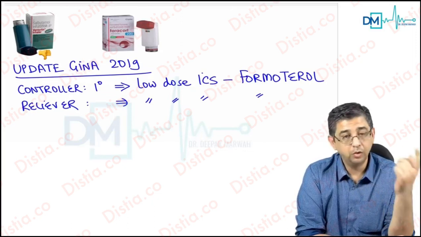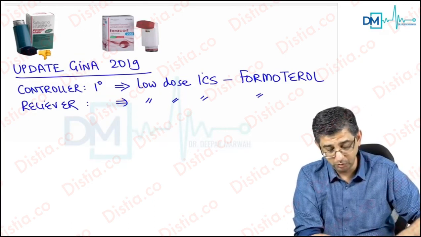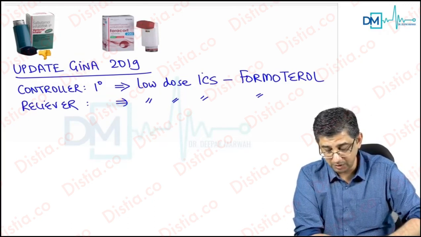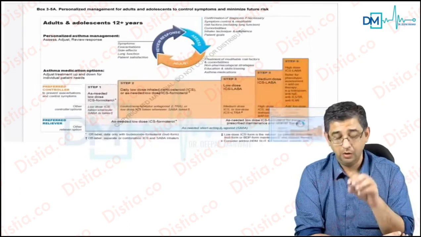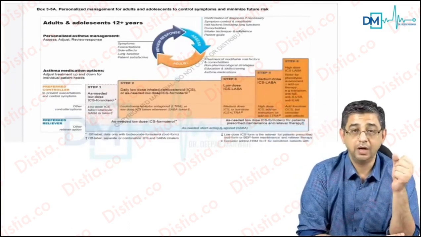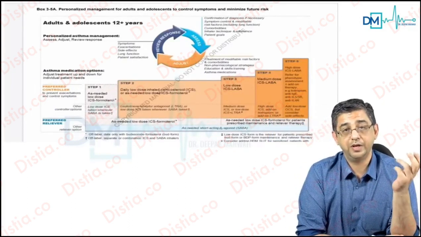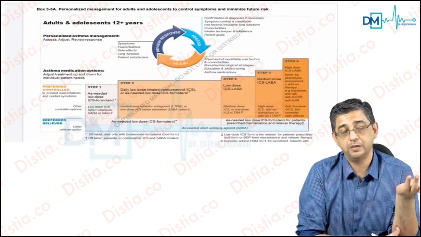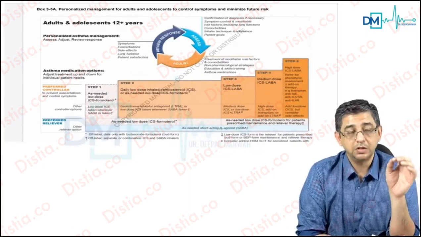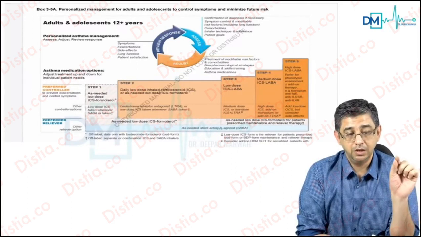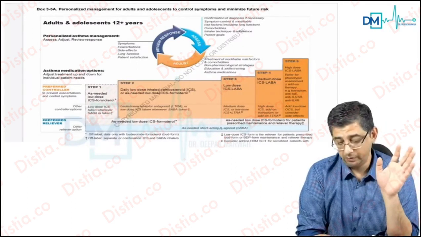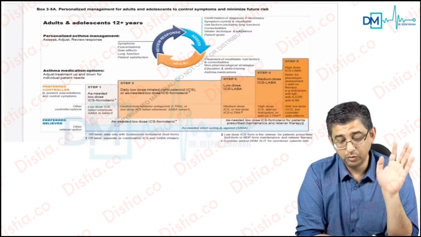I know if you have studied the old data, it will look very surprising to you. So it is my job to show you the steps, or rather the printout or the actual data, which is given in the handout of the GINA update for asthma. That's the world renowned body for asthma care. You can yourself Google search GINA 2019 update for management of asthma. You'll download a PDF and you can go through it and scroll through it.